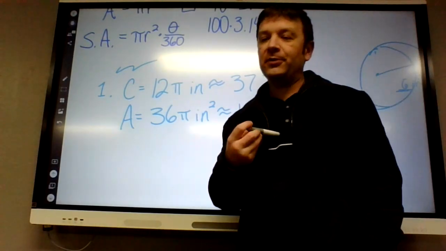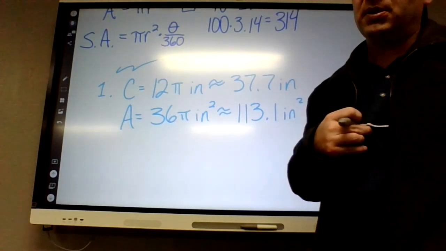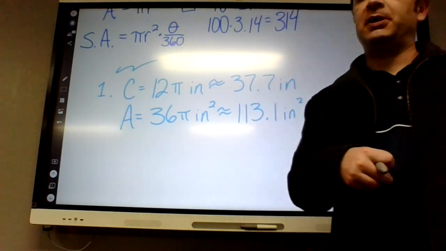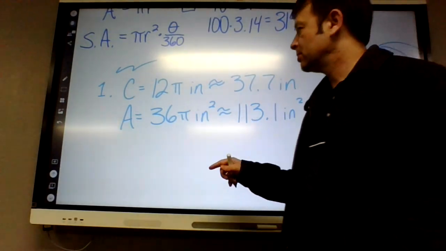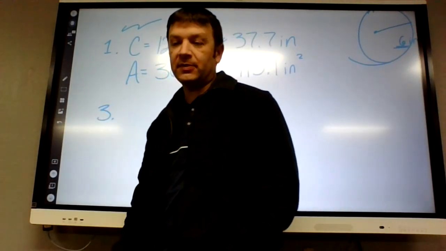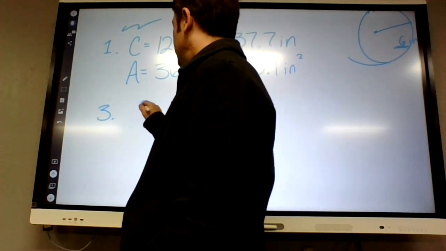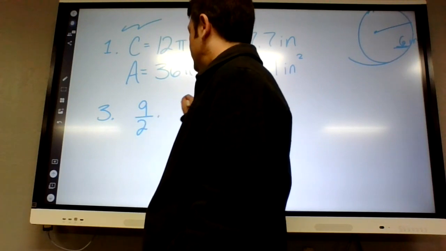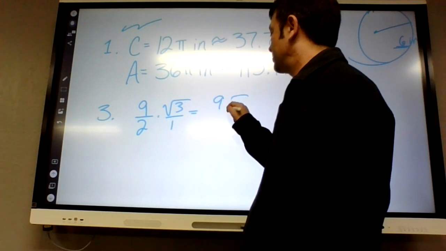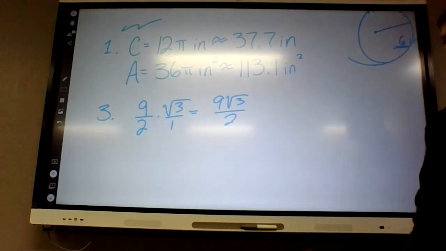Okay, what is different on number 2? They have the 11 is the diameter, not the radius. So if you need to find the radius on 2, what would it be? 5.5. Half of 11. Okay. Number 3, 9 halves square root of 3 is the same thing as 9 halves times square root of 3, which is like 9 square root of 3 over 2. Might be an easier way to write it. 9 square root of 3 over 2.